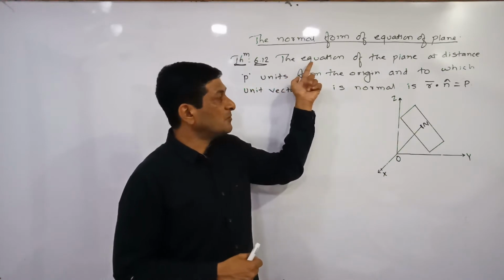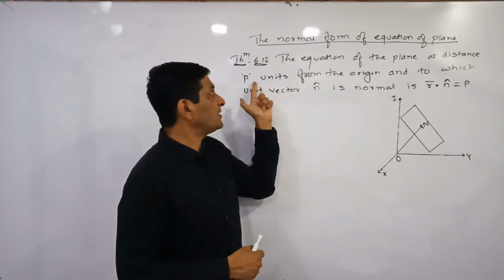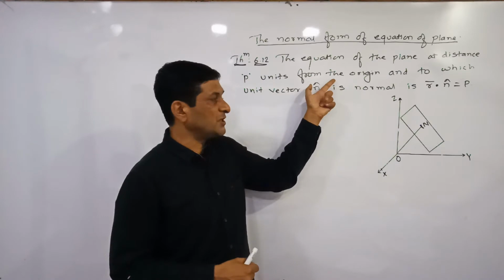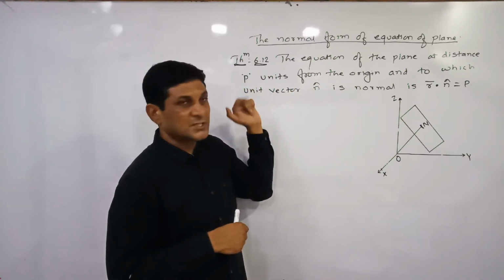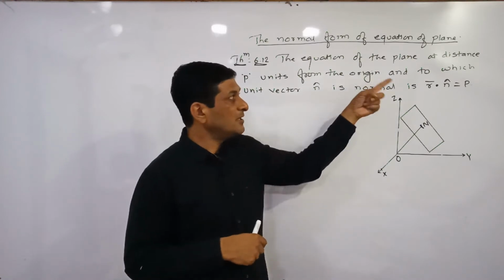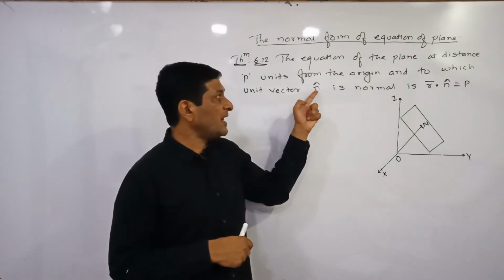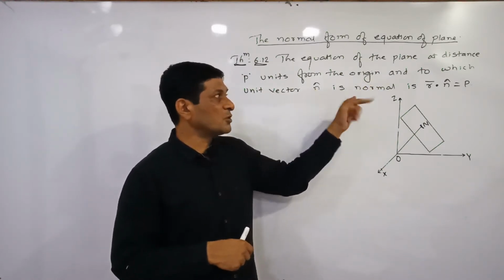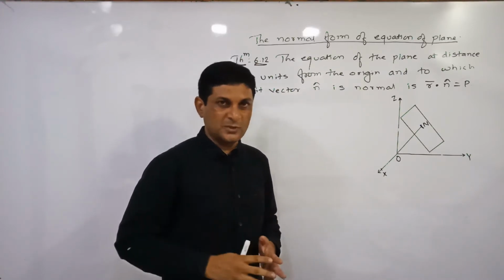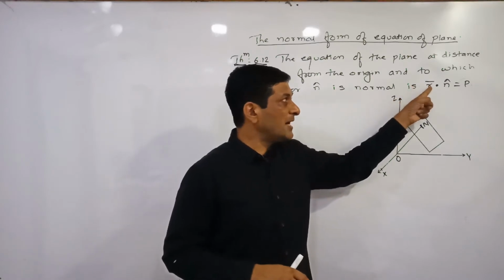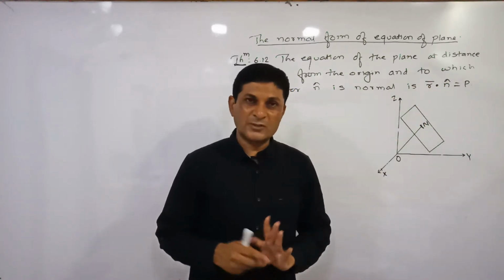In this case, we are finding equation of plane at a distance p unit from the origin, means distance of the plane from the origin is given to us, and this distance is denoted by what? P, and to which unit vector n bar, n cap is normal, means n cap is a unit vector along the normal to the plane. Its r bar dot n cap is equals to p.